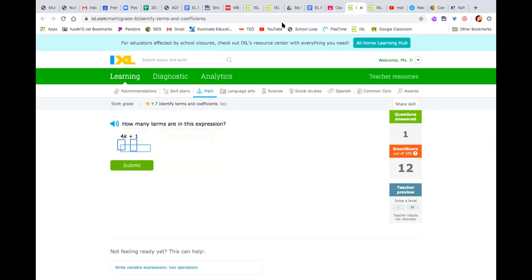Let me clear all my drawings. And it's saying how many terms are in this expression. So when there's a number times a letter, do they get separate boxes or one box? One box? Yes, one box, because when we multiply, what is it called when we're timesing things together? Yeah, 4 and K are factors, so it would get one box. Okay. And 1 gets another box. So how many terms are in this expression? 2. Okay. So do we see how drawing the boxes is very helpful? Yeah.